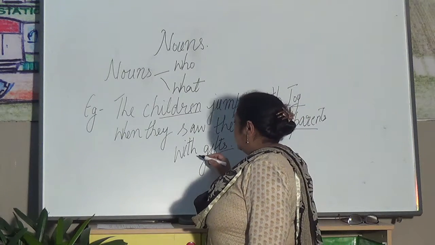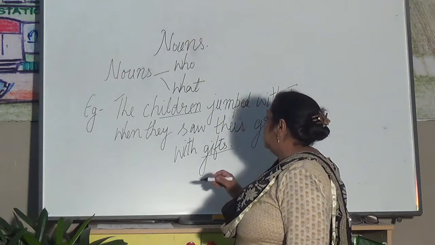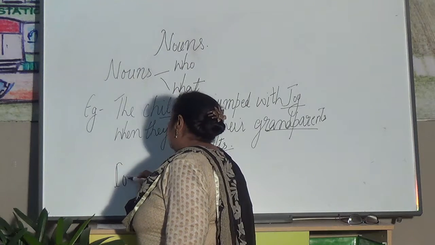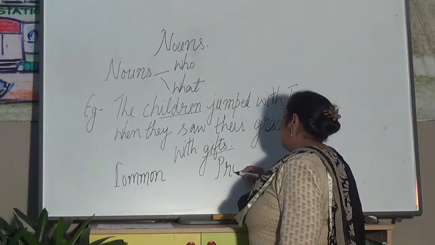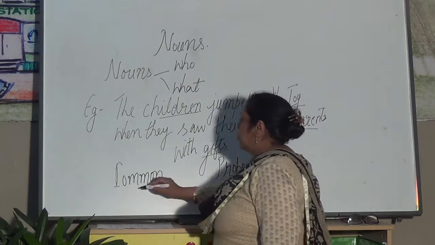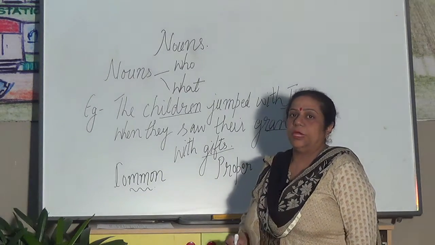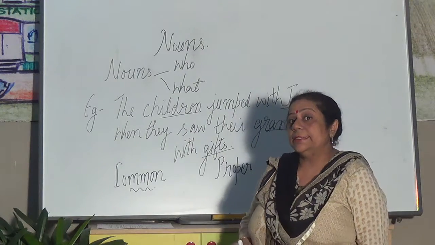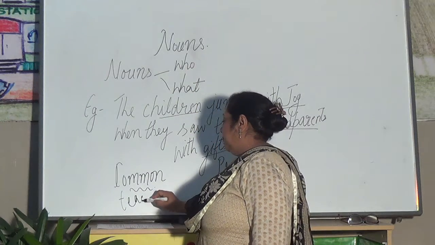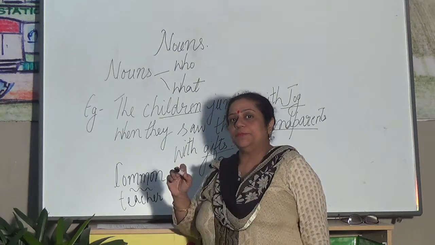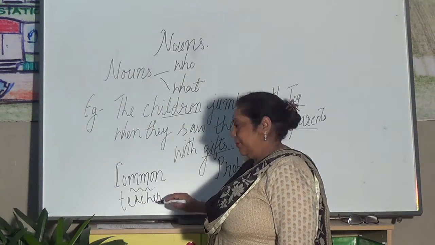Now, leading on to this, we further move on and discuss two forms of nouns, which are common and proper nouns. A common noun is a name given in common to every person or thing of the same kind. Like for example, I am a teacher. All those people who are involved in the profession of teaching are teachers.